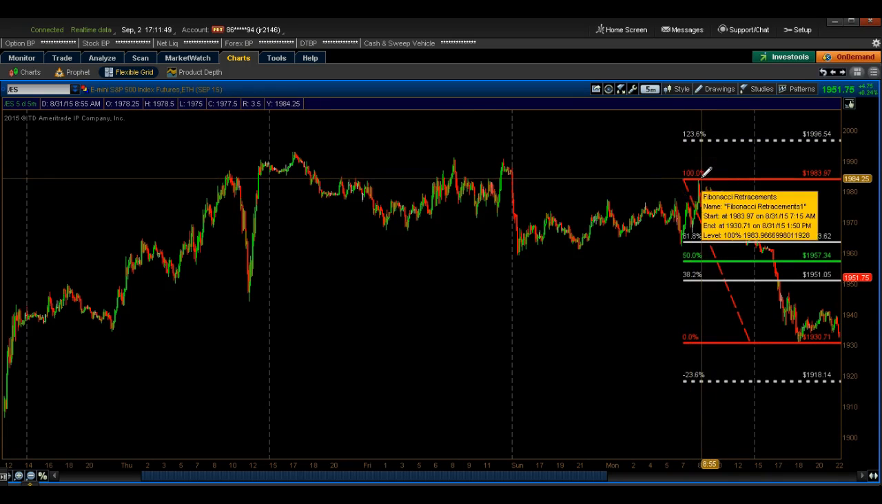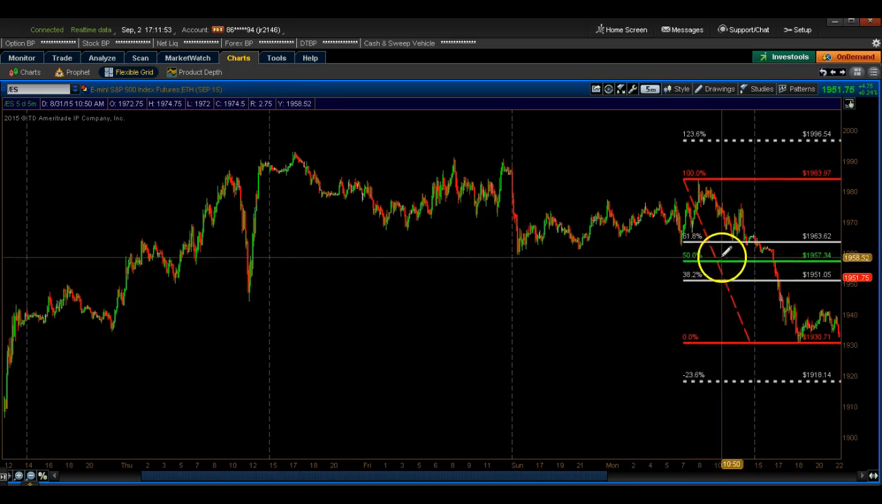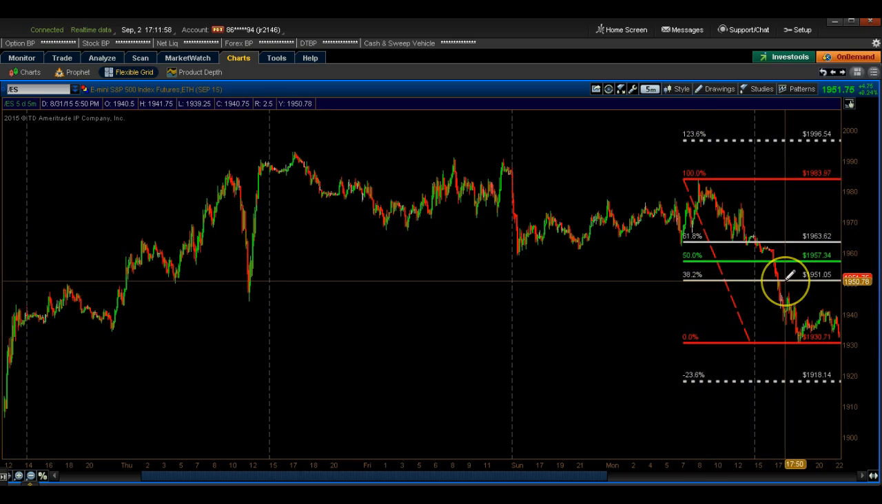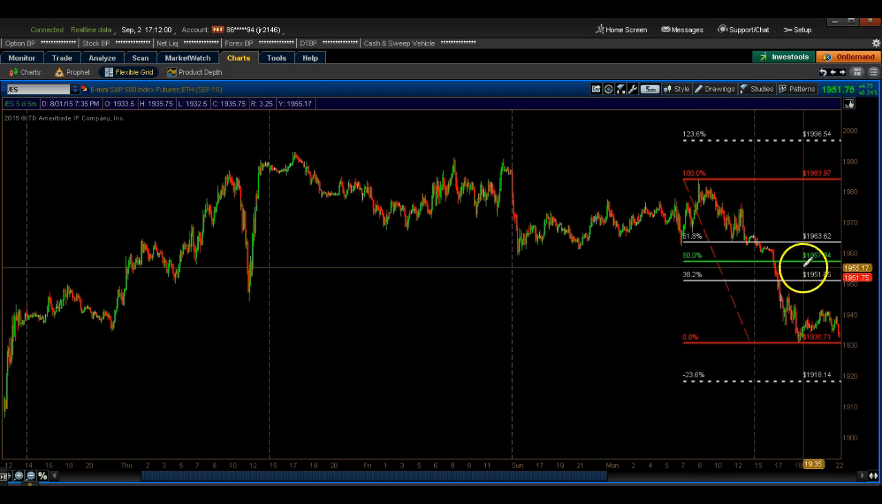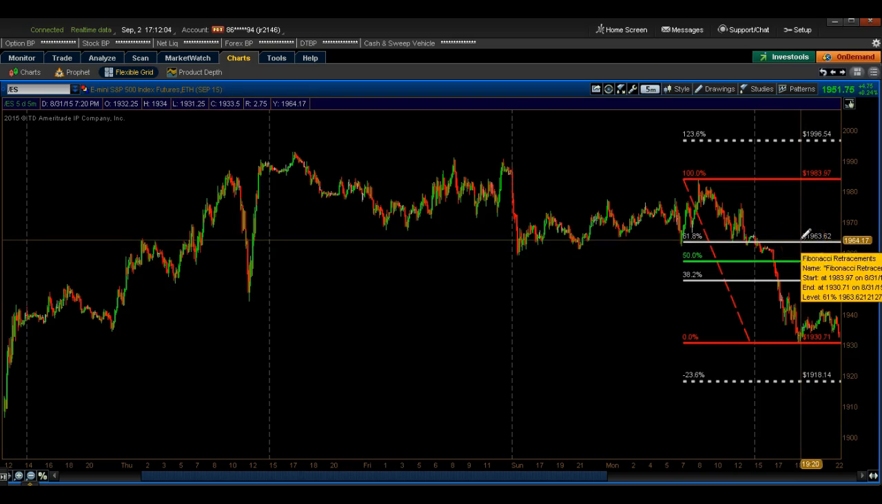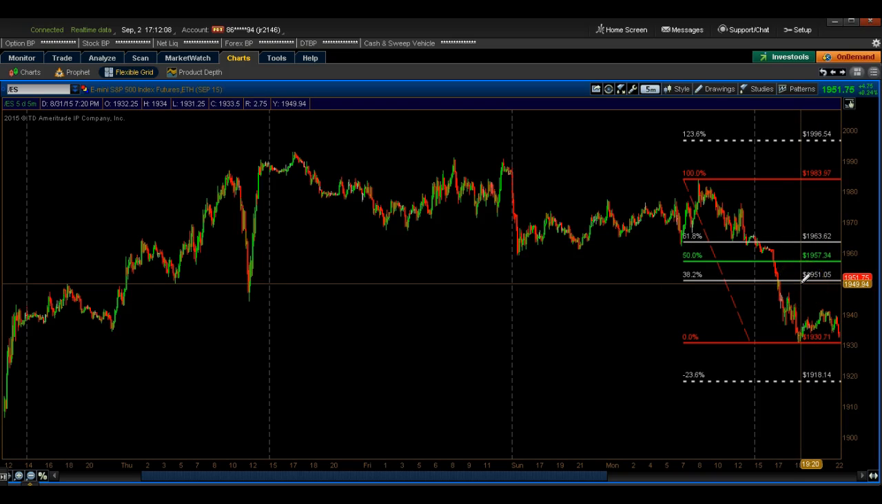Up here, the levels I have are 0 to 100, 38, 50, and 61. Usually price will go to 38, stall, pull back, go to 50, stall, pull back, go to 61, stall, and then pull back. That's the way to think of Fibonacci's. I'm trying to keep this as simple as possible.